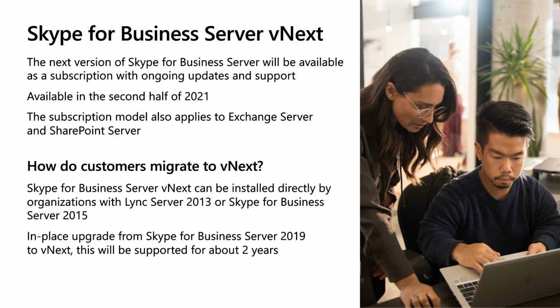So how can customers migrate to this vNext version? If you are on Skype for Business Server 2013 or Skype for Business Server 2015, it is no different than migrating to Skype for Business Server 2019. It's side-by-side. You create a new pool, move the users to the new pool, and they are using the vNext version. In-place upgrade will be available for Skype for Business Server 2019 customers, and this capability will be supported for 2 years. I want to thank you for your attention, and I will pass it back to Lisa for a closing.